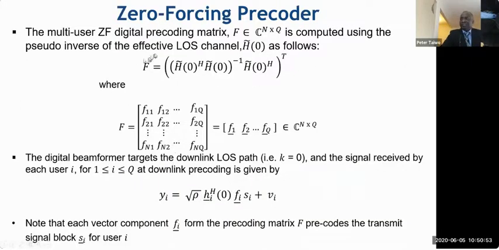The multi-user zero forcing precoder is the pseudo inverse of the effective LOS channel, that is, the channel as observed from the beamformer. We should note that each column of the precoder matrix is a precoding vector for that user. So the first column is the precoding vector meant for the first user. When we consider what is received by the user, we use the precoder with the signal that's meant to be transmitted to the user and pass it over the LOS channel. So the pseudo inverse of the LOS channel is used for our precoder.